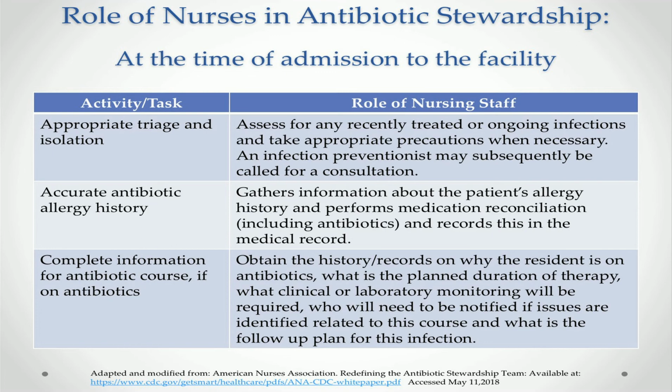The ANA and CDC, this is a paper they put together. Not going to read it all to you, don't worry. So this first slide talks about the nurse's role at the time of admission. So we want to use appropriate triage and isolation. That's the communication between the nurse and the IP, the infection preventionist, the infection control person, whatever the position is called in your facility. That is the key component. If the infection preventionist doesn't know about it as soon as possible, then there can't be that collaboration.